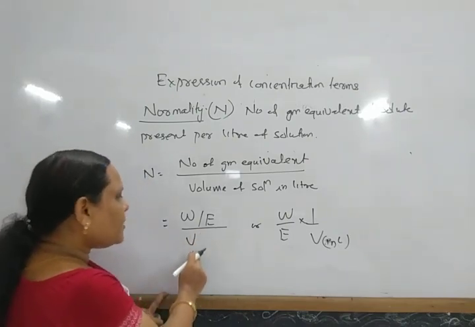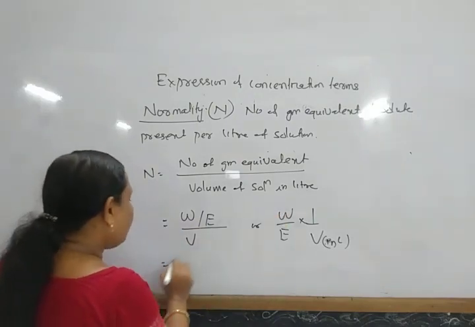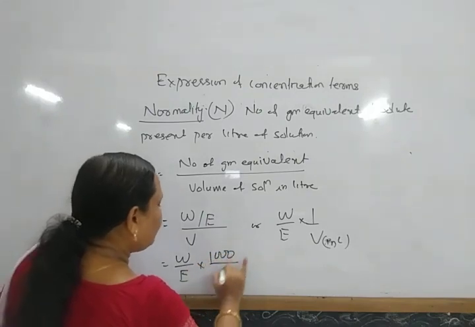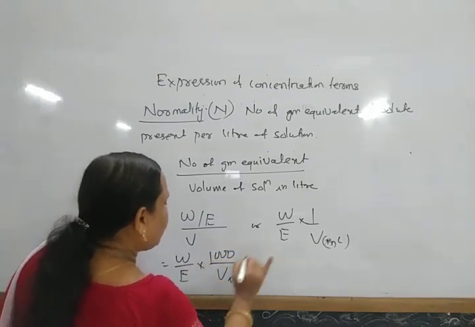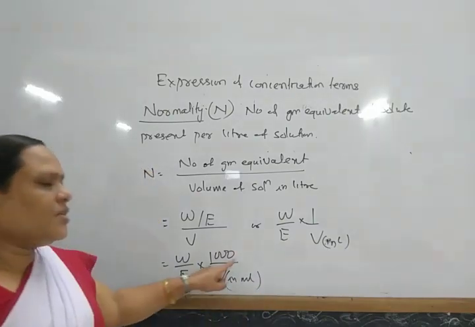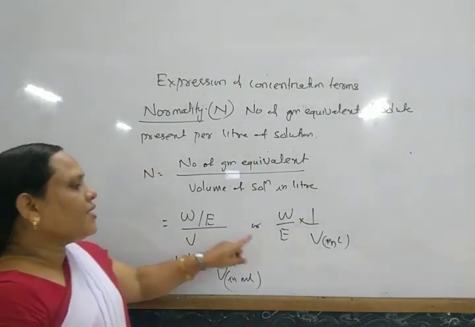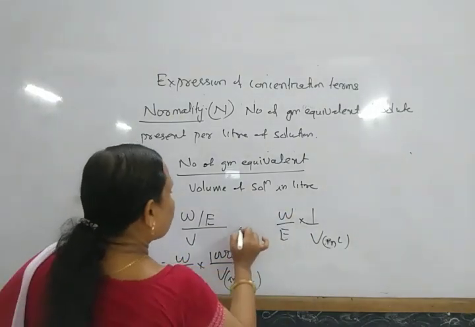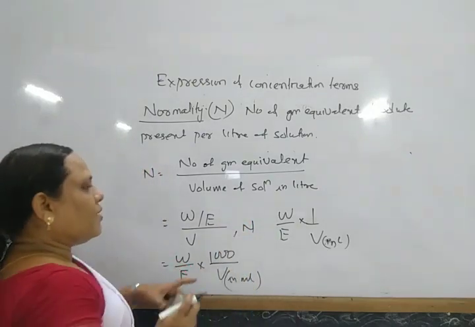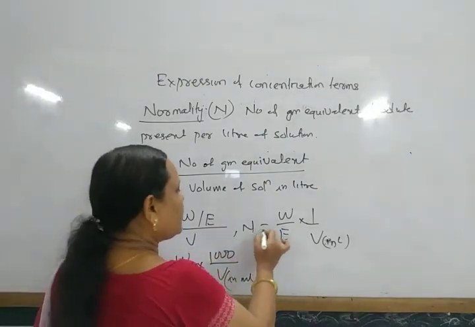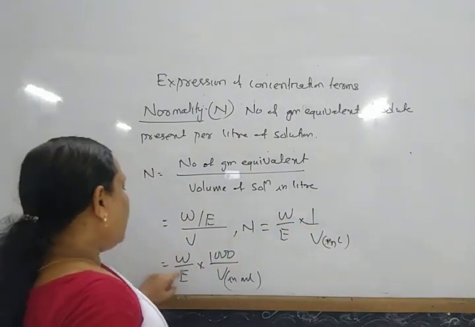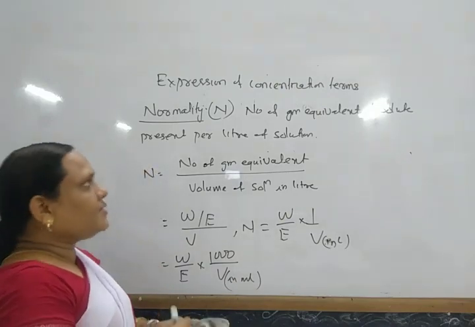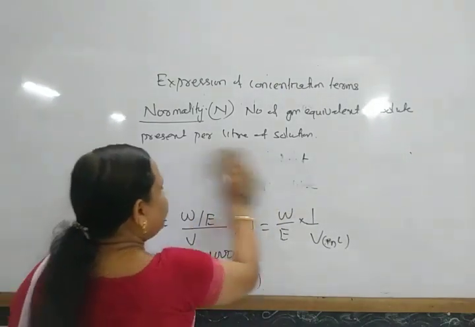So it is given by 1000, meaning when this calculation is rearranged we get W by E into 1000 by V in ml. So when given in ml, just multiply by 1000, and when given in liter, W by E into 1 by V. So that is known as normality. Normality equals weight by equivalent mass into 1 by V, or weight by equivalent mass into 1000 by V in ml.